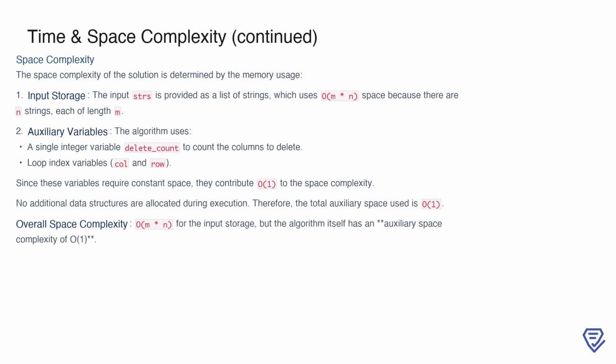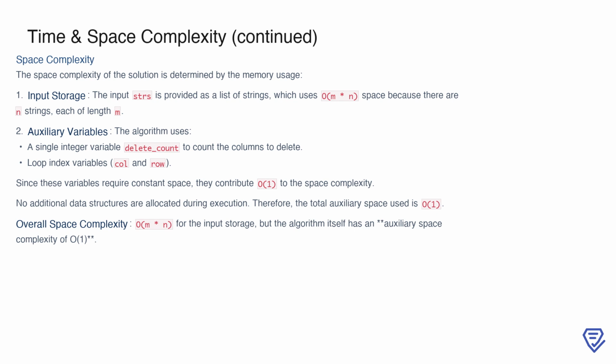Now, turning to the space complexity, the memory usage of the solution is primarily determined by the input. The input strs consists of n strings, each of length m, meaning the input inherently requires O(m*n) space to store. Beyond this, the algorithm only uses a small number of auxiliary variables, such as an integer delete_count to track the count of columns to delete and the loop index variables like col and row. These variables consume constant space, or O(1). Importantly, no additional data structures are created during execution, which means the auxiliary space complexity is O(1).